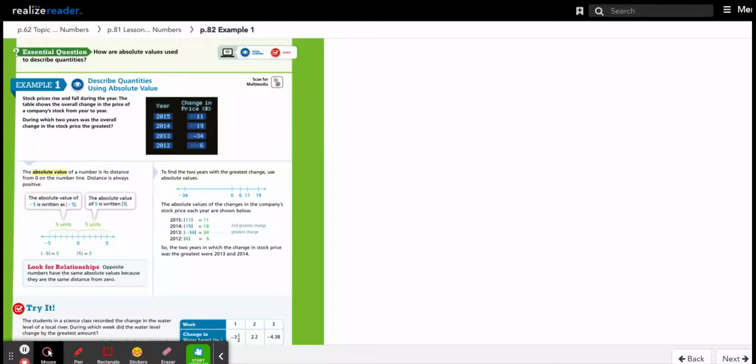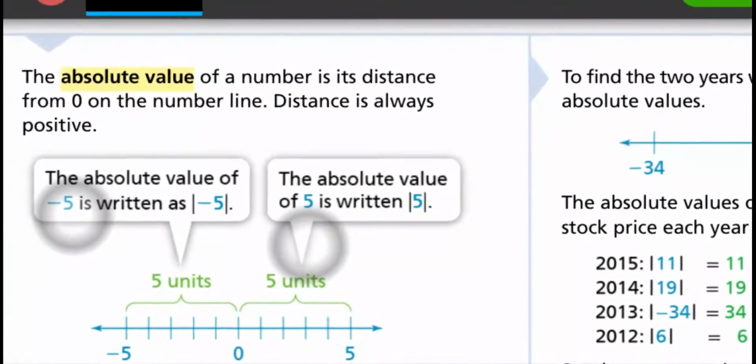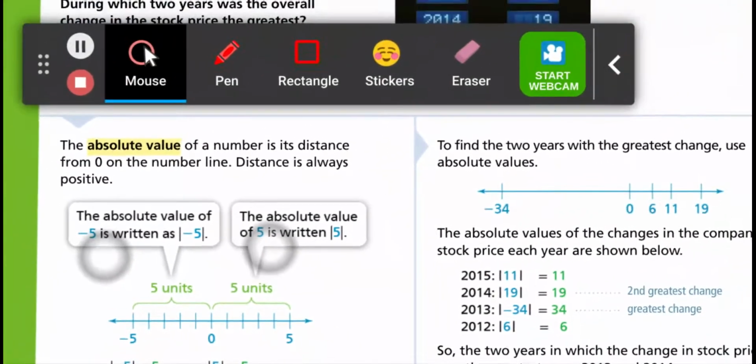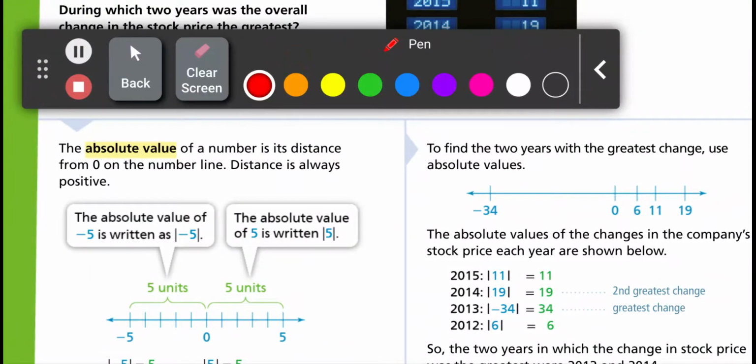This is lesson 2-3A. We're going to be learning about absolute value. So I want us to start by looking at this definition of absolute value. The absolute value of a number is its distance from zero on a number line. Distance is always positive. That's important here.